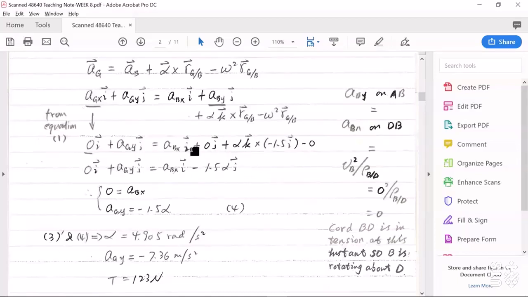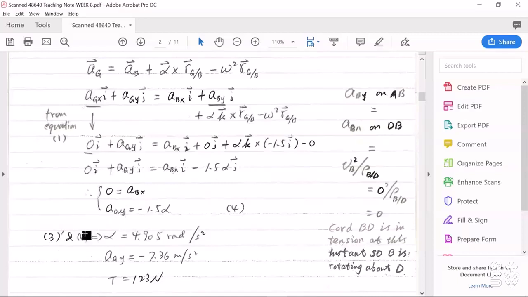And this vector equation can give us two scalar equations. Compare the left side and the right side. We can work out ABX is 0. And we also can work out the relationship between AGY and alpha. And this will be our equation 4.